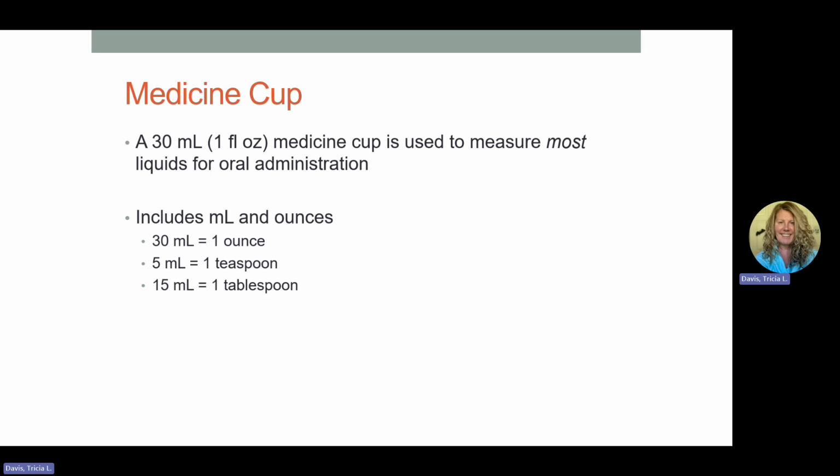And we can absolutely use it for our oral tablets and pills that we give, but we also use it to measure our liquid medication as well. So it includes mLs and ounces. So 30 milliliters is the equivalent of 1 ounce, 5 mLs is the equivalent of 1 teaspoon, and 15 mLs is the equivalent of 1 tablespoon.